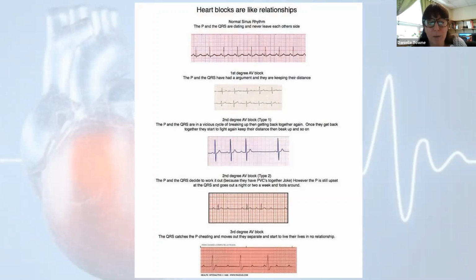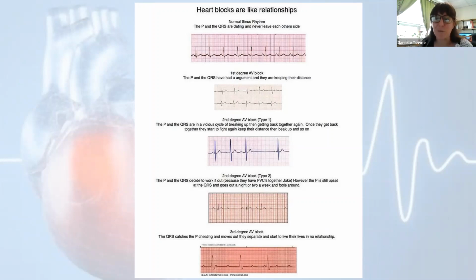And then our third degree heart block, the QRS catches the P having an affair and moves out, so they separate, and so they have no relationship with each other whatsoever. Now I get it's a little cheesy, but it really helped me to remember the different types, not get them confused.